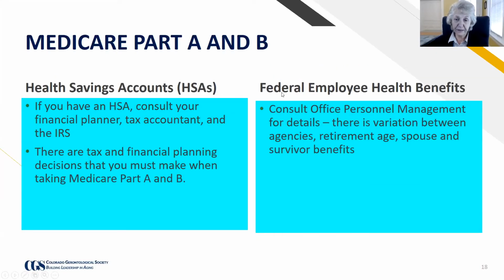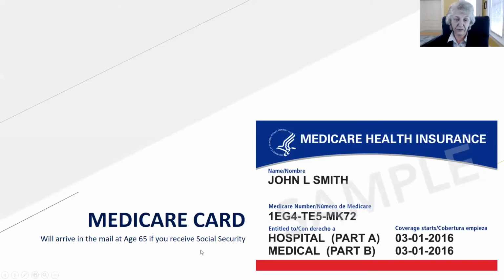If you have a health savings account or a federal employer health benefit, or a FEHB, then you will have to look at the turquoise boxes. And if you're in the health savings account, consult your financial planner, your tax accountant, or the IRS to coordinate benefits with Medicare Part A and B. If you are a federal employee, check with the Office of Personnel Management, because there's variation between the benefits that are offered by the different agencies, retirement age, as well as spouse and survivor benefits.